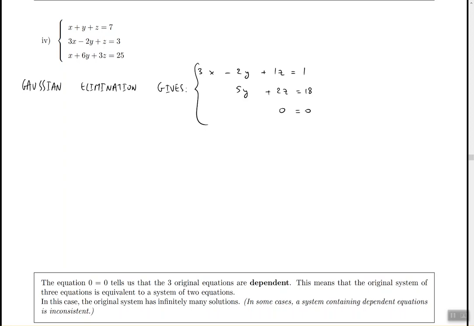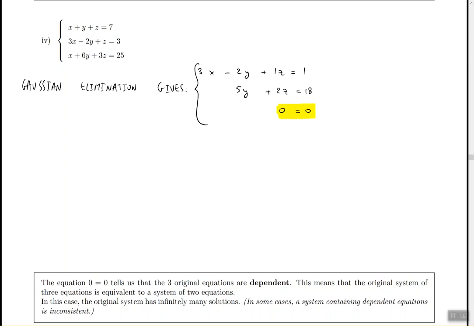Okay, so for this part, I already did the Gaussian elimination and it gave me this problem. And as you can see, this problem ends up having a row that turns out to be 0 on both sides. So 0 equals 0. It just means that the system that you're dealing with has many, many solutions.